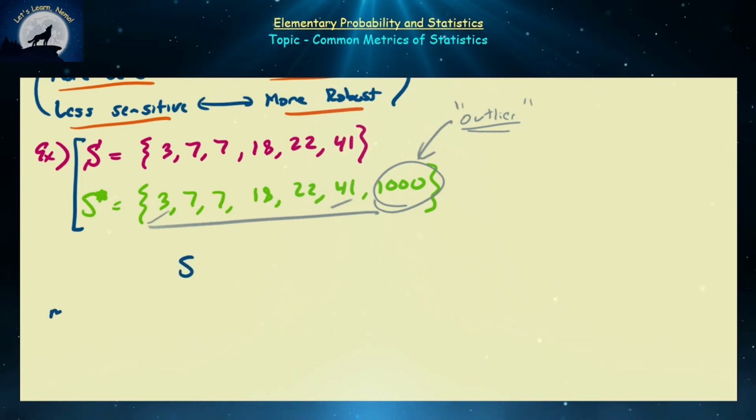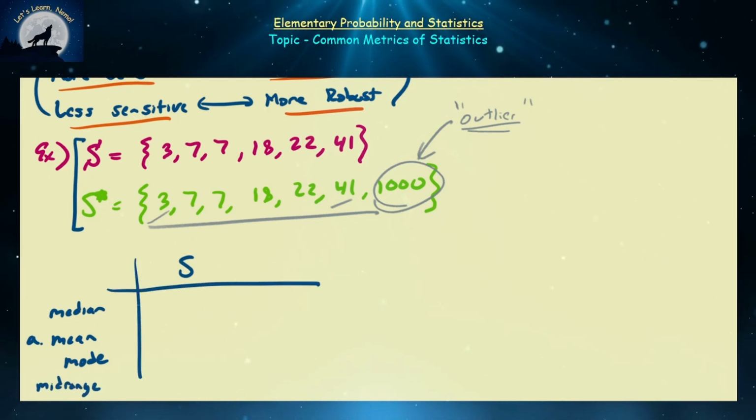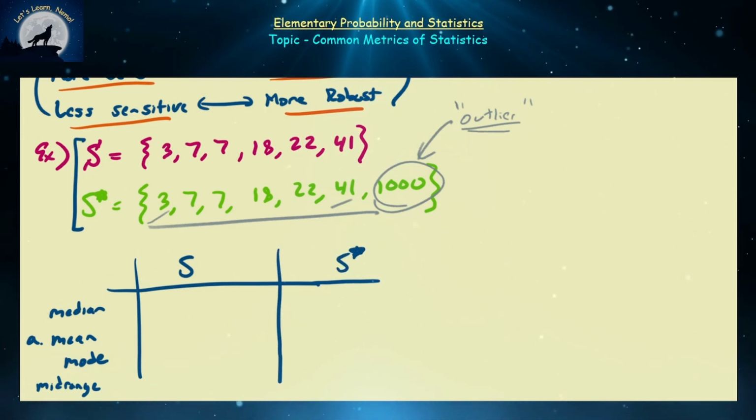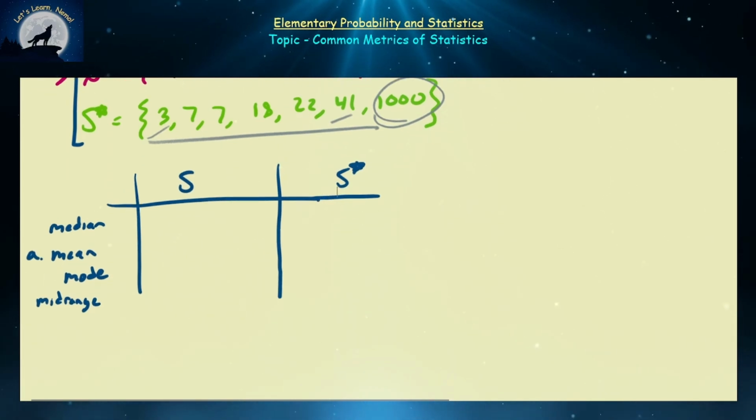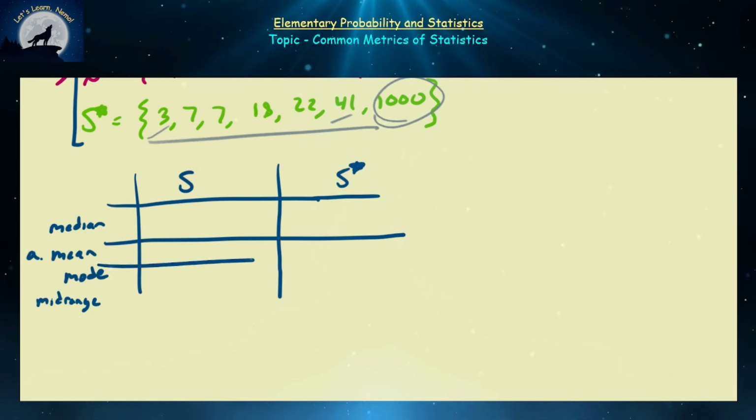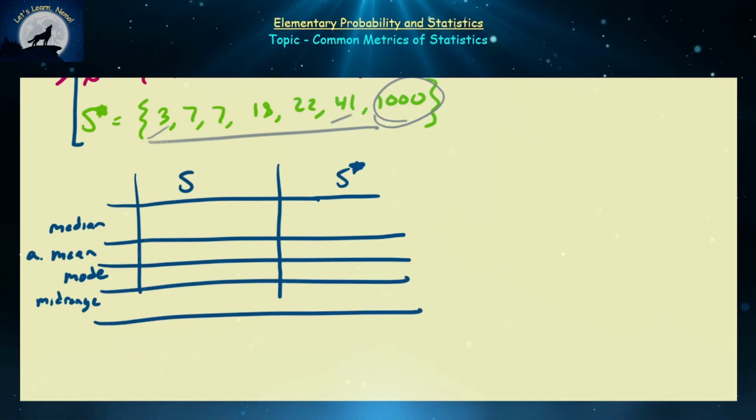So we have, for example, the median. We have the arithmetic mean, which I'll just call the A mean. We have the mode, and we also have the mid-range, right? So we've already calculated these values for S, and you should also try to calculate them for this new set S star with this number 1000 added in. So for our particular values, what did we have? So we have median, arithmetic mean, mode, and mid-range.